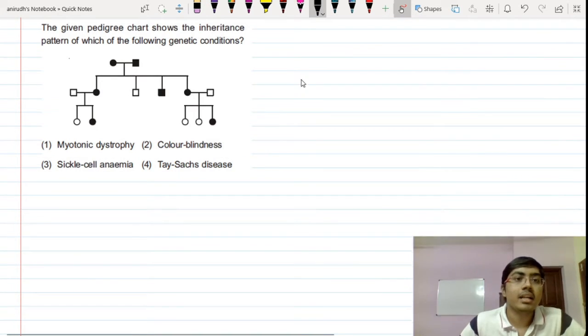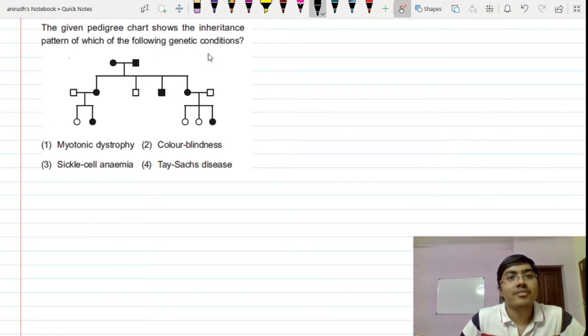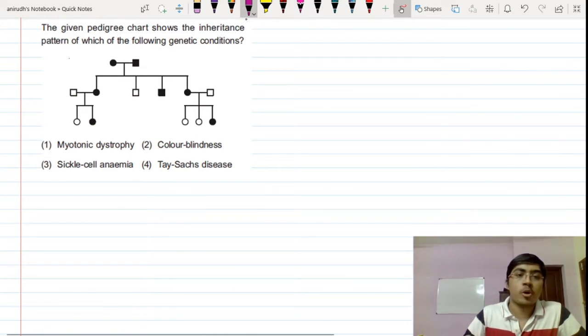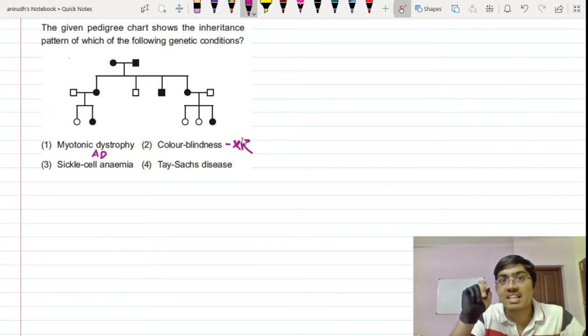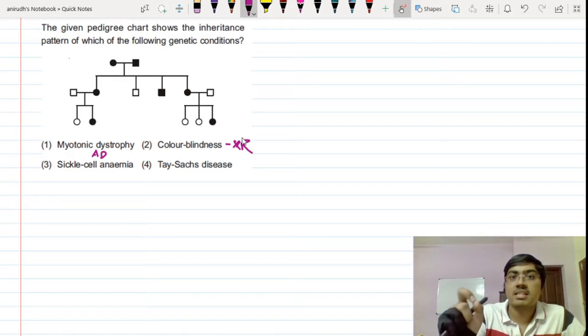If you see this pedigree now, the given pedigree chart shows the inheritance pattern of which of the following genetic conditions, and they have given 4 options. So let's dig into the 4 options first. Myotonic dystrophy, as I was telling you, this patient is going to have some problem with the muscles. Dystrophic muscles will be there, and it is an autosomal dominant inheritance. Color blindness is X-linked recessive. Whenever a disease is X-linked recessive, it is more commonly present in males. Females are mostly carriers.